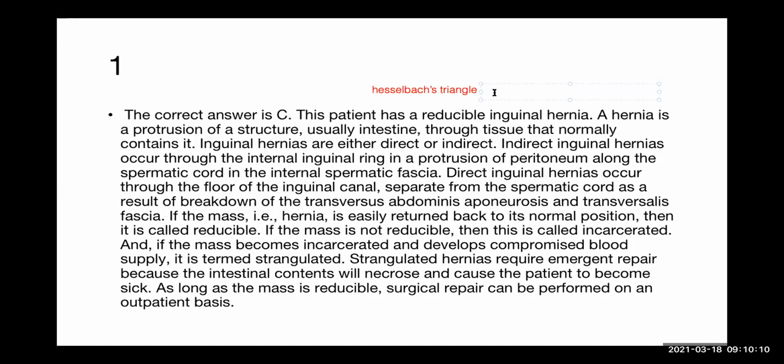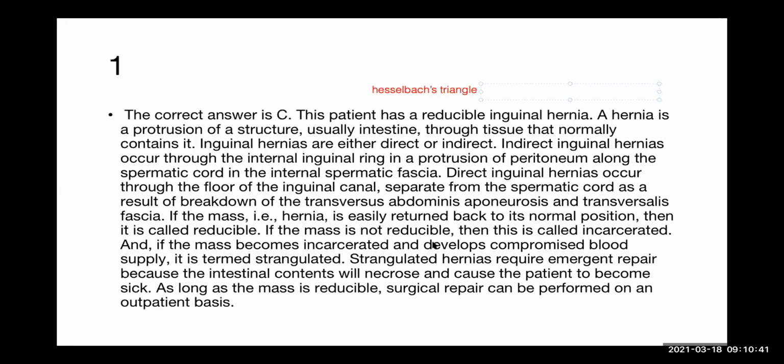Whereas the indirect type of inguinal hernia occurs through the deep inguinal ring. And the structure separating these two is the inferior epigastric vessel. So medial to the inferior epigastric vessel is direct hernia, and lateral to the inferior epigastric vessel, through the deep inguinal ring, this is indirect inguinal hernia. Okay, so this is the important point.